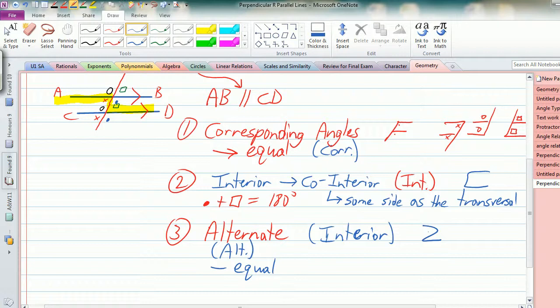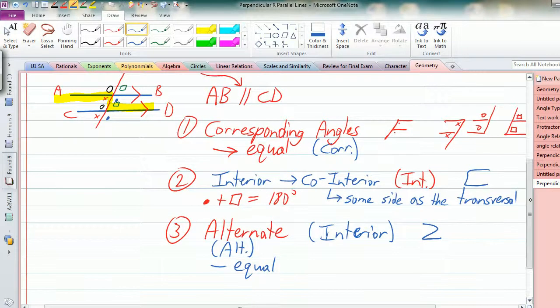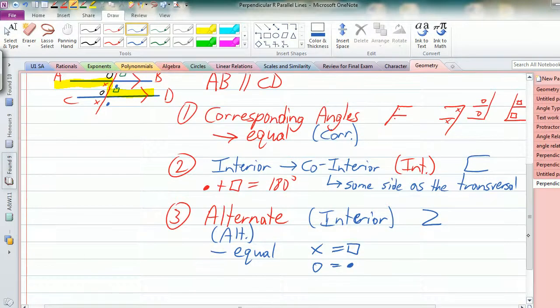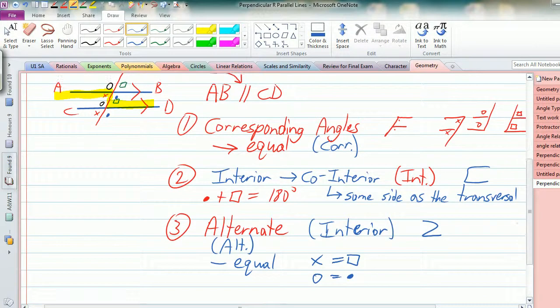So we have the F angles, C angles, Z angles. Those ones are also equal. Okay? So the ones that are equal would be the X equals the box, and the open circle equals the closed circle in our diagram. Okay. So, 3 angles that are new: corresponding angles, interior angles, alternate angles. Any questions before we do an example?